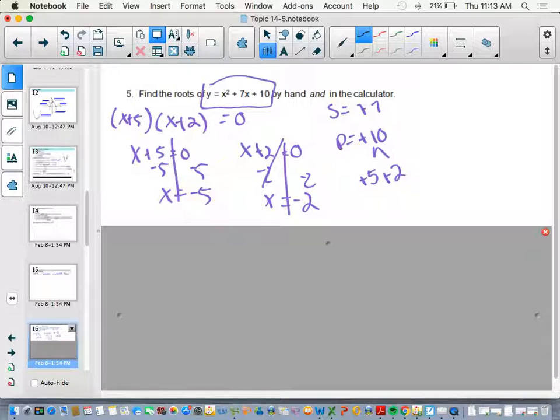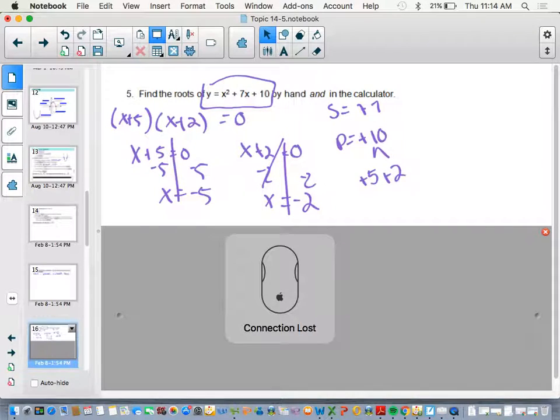Show your neighbor if your neighbor's struggling. It's negative 2, 0 and negative 5, 0. How many? One. You got it. There you go.